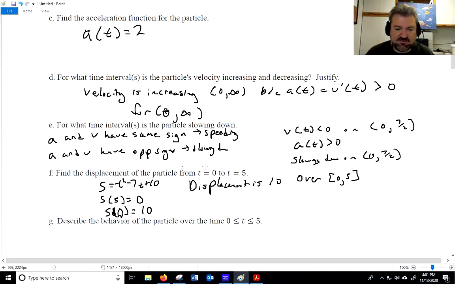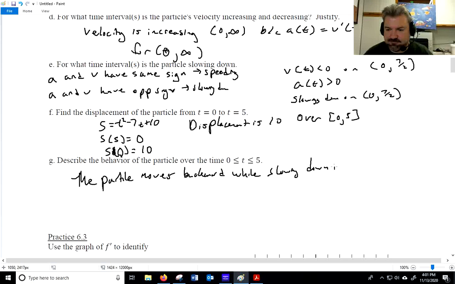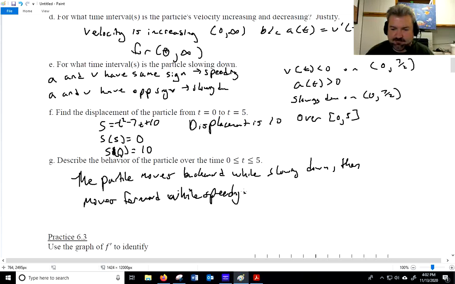All right. Describe the behavior of the particle over the time from 0 to 5. Okay, well, I would say the particle moves backward while slowing down. Then moves forward while speeding up. That would be the behavior over that time.